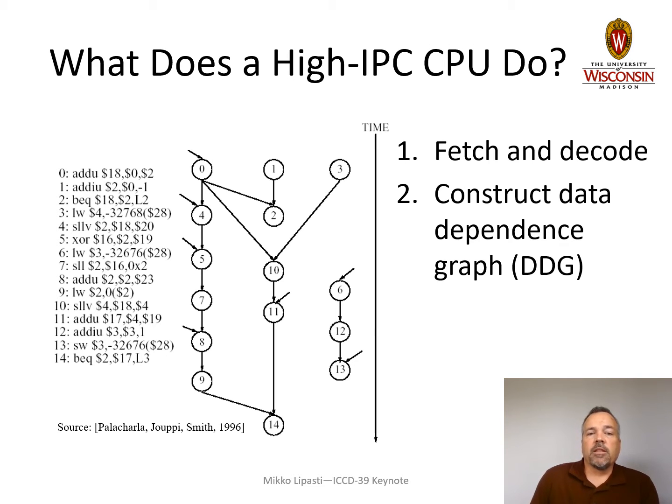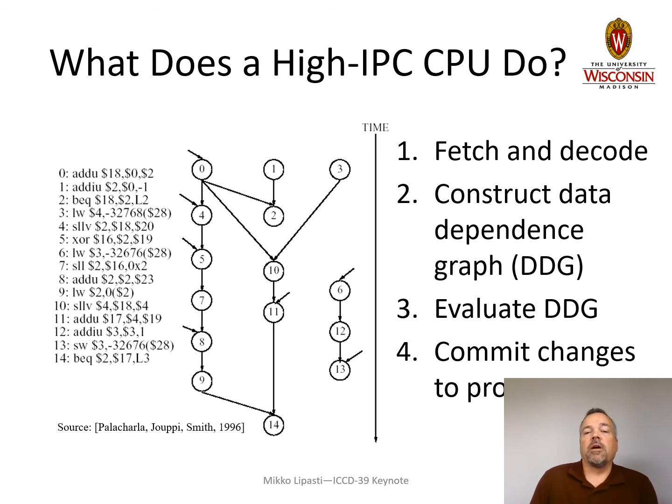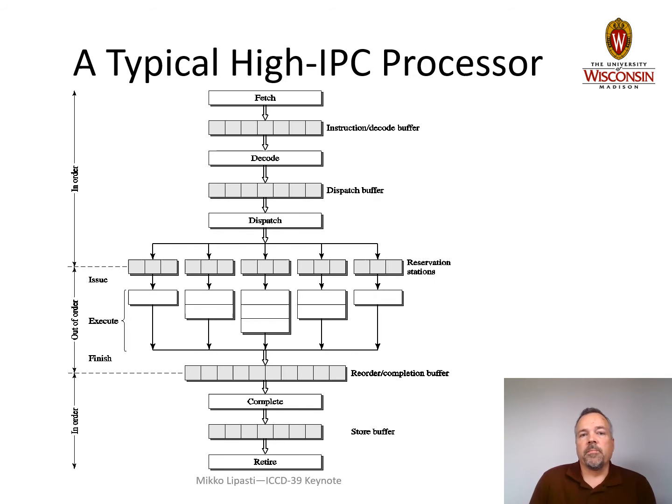It has to construct this data dependence graph and represent it in hardware structures inside the machine. It has to then have hardware that evaluates that data dependence graph, so that as soon as 0 and 1 have executed, for example, we want to make sure that instruction 2 will execute in the immediately following cycle. And then finally, once all of the instructions have finished execution, we have to make sure that we make changes to the program state in a reasonable and ordered fashion that matches the original program order. So that's really the 4 things that the CPU has to do its job.